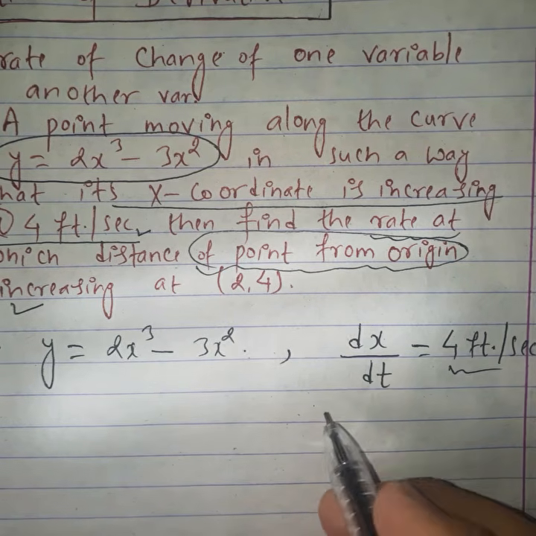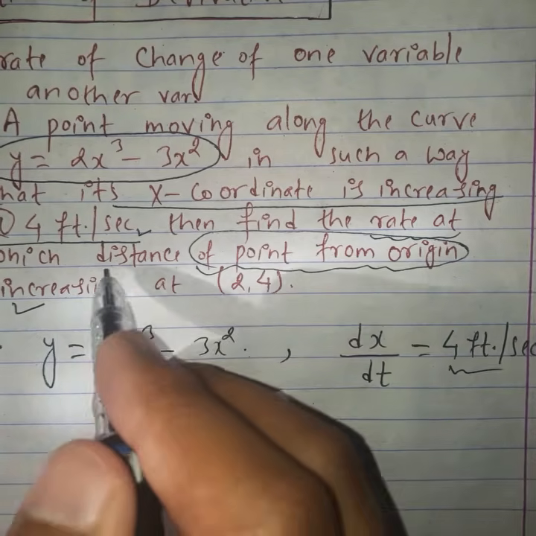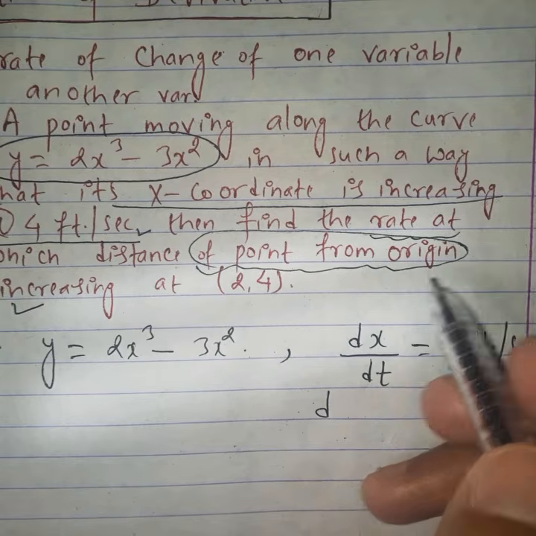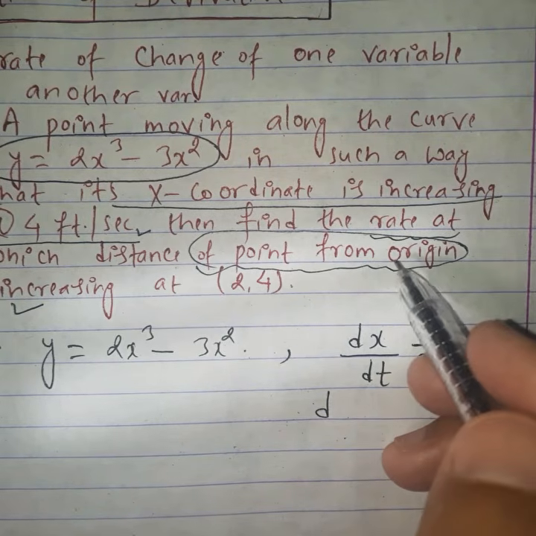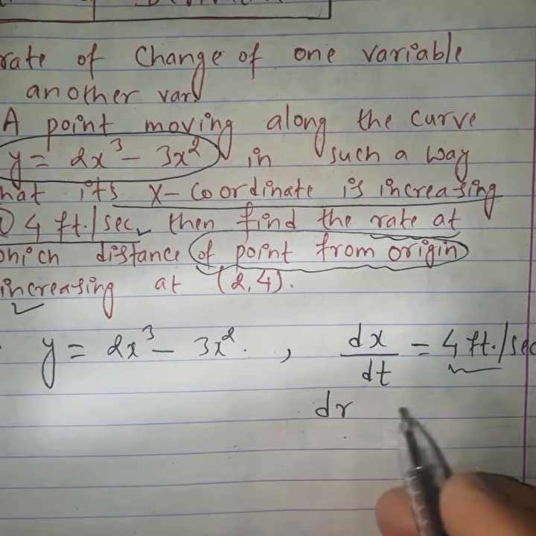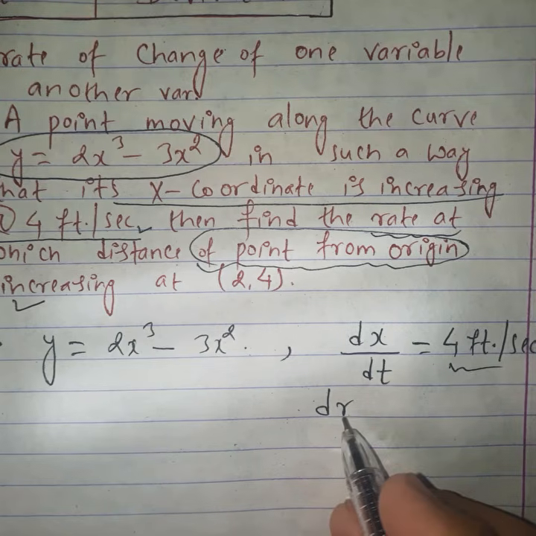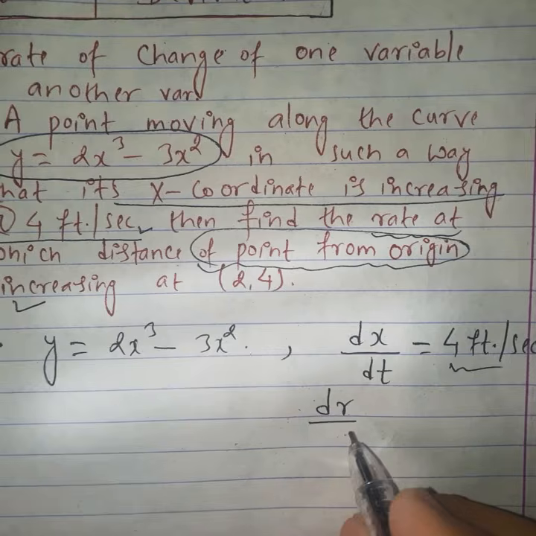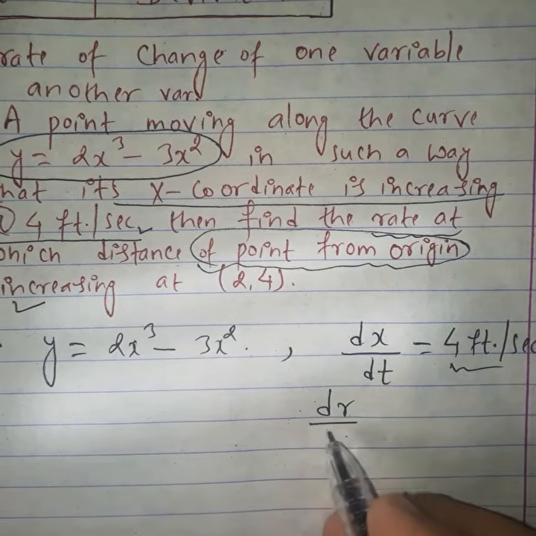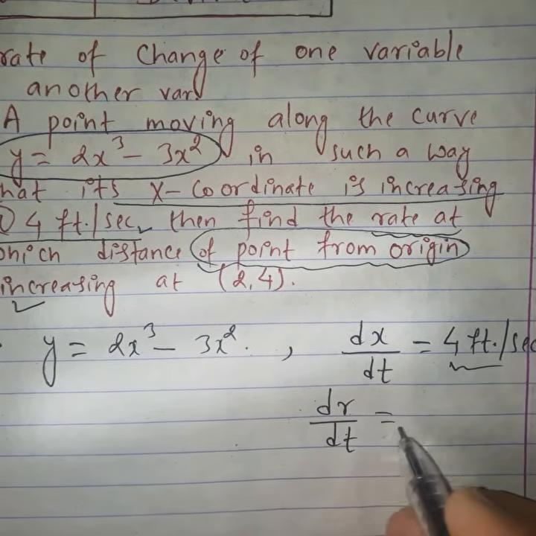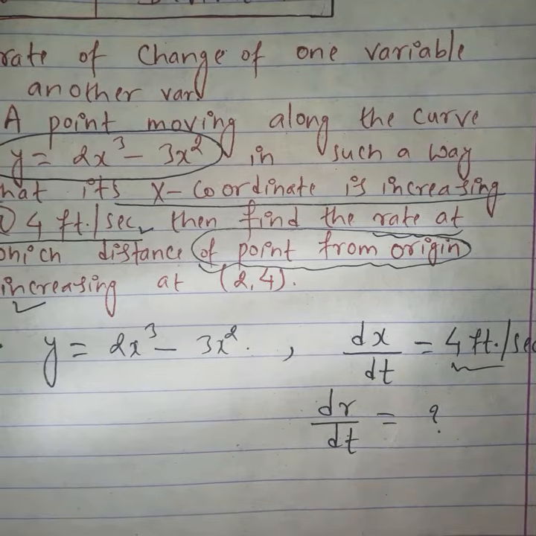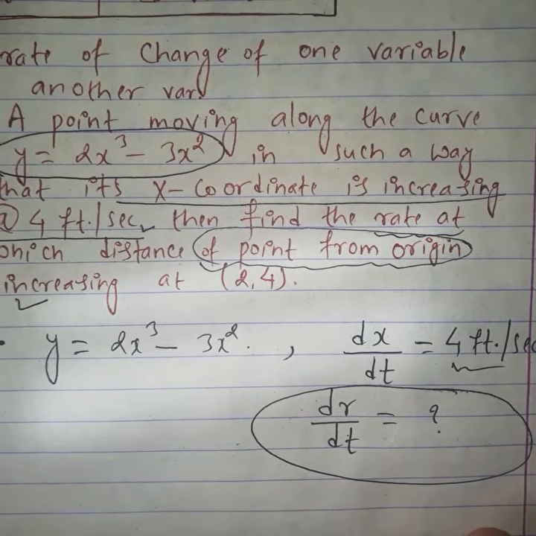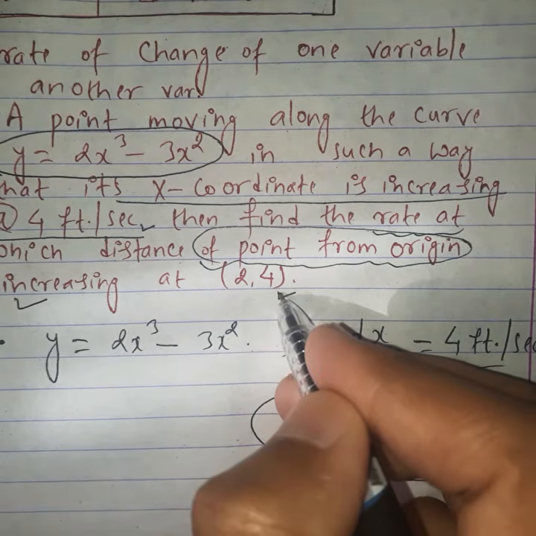And in this situation we have to find out the rate of the distance of the point from the origin. Let's say the distance from the origin to that point is r. Here r represents the distance from that point to the origin, and its rate is to be calculated. So what is dr over dt? We have to find out the value of dr over dt in this question at the exact point (2, 4).